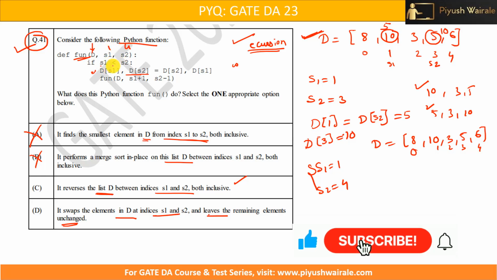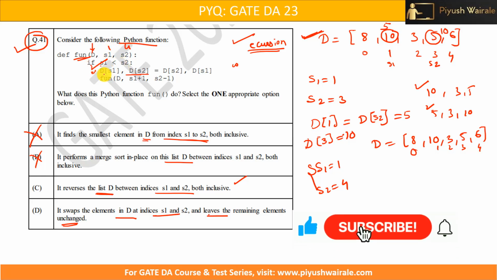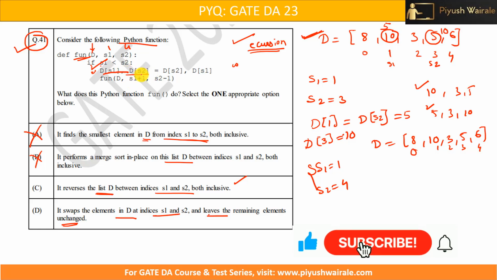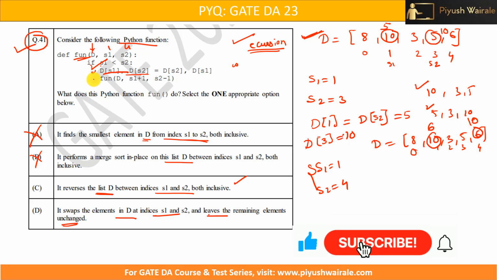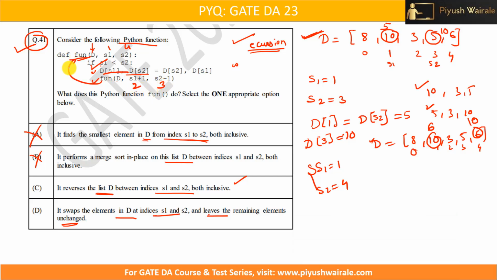Now if I call this particular function, D is the input, S1 is 1, S2 is 4, so S1 is less than S2, yes, that is true. Then we are simply swapping the elements at S1 and S2, right? So instead of 10 it will be 6, and instead of 6 it will be 10, right? Now go to the next function call. Here again we are calling the function. This time we are taking this particular D as an input. Now what is the value of S1 plus 1? So S1 plus 1 is basically 2, and S2 minus 1 will be 3 here.